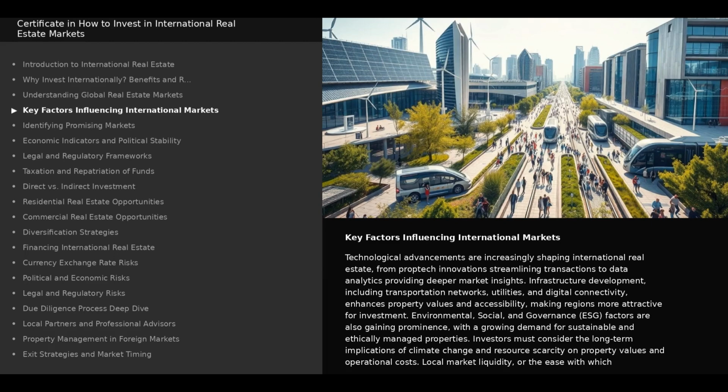With a growing demand for sustainable and ethically managed properties, investors must consider the long-term implications of climate change and resource scarcity on property values and operational costs. Local market liquidity, or the ease with which properties can be bought and sold, is another vital factor influencing investment decisions. These diverse elements collectively determine market dynamics.